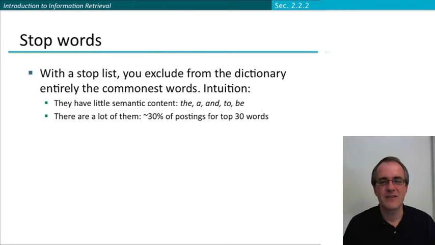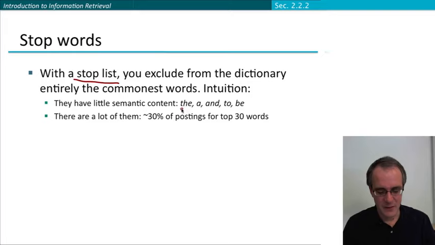A common traditional technique in information retrieval systems is to have stop words, which go together to form a stop list. So the stop list is precisely words that you exclude from your dictionary. And those words are the commonest words of a language. So for English, words like the, and, to, and things like that. And the traditional reason for doing that is that stop words are extremely common. So there's this rule of 30 that the 30 commonest words in the language will account for about 30% of all the tokens that you're indexing.